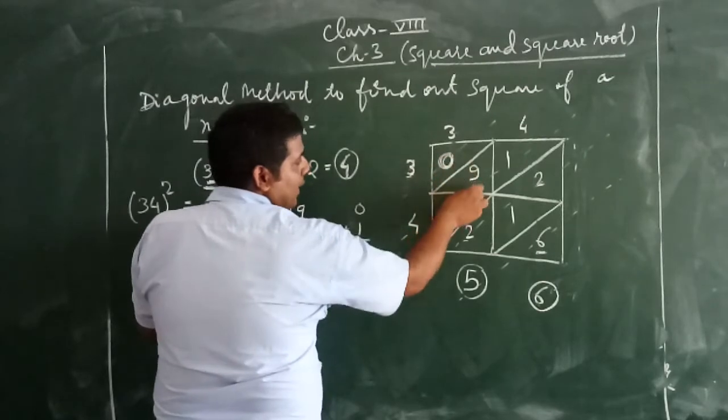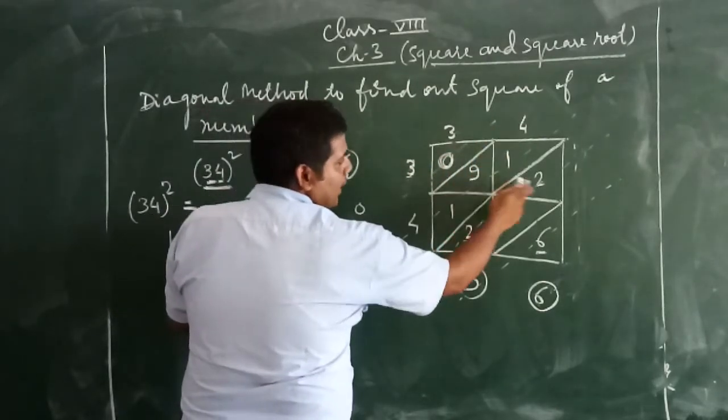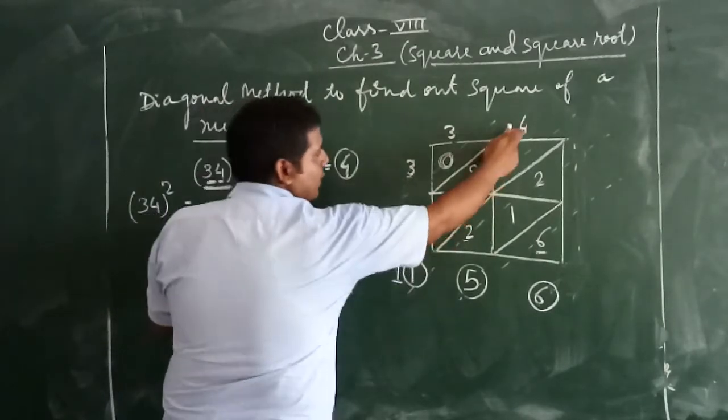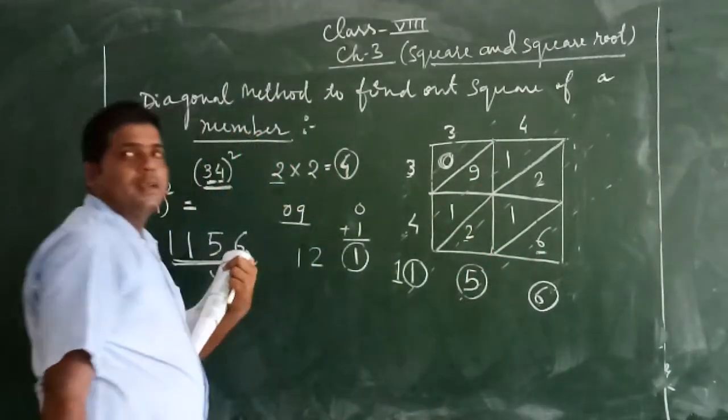Put 0 here and 9 here. 3 4s are 12, 1 here and 2 here. Now 4 3s are 12, 1 here and 2 here. Now 4 4s are 16, 1 and 6.